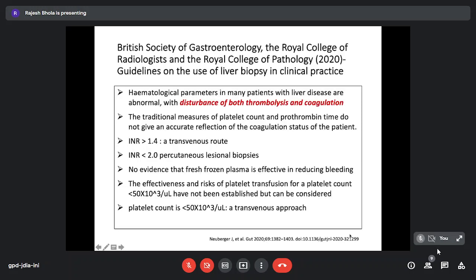So based upon these findings, a recent guideline in 2020 by the British Society of Gastroenterology, the Royal College of Radiologists and the Royal College of Pathologists has proposed the clinical practice guideline for liver biopsy.